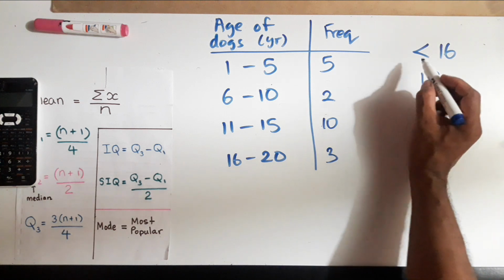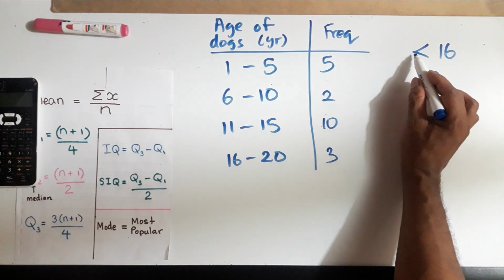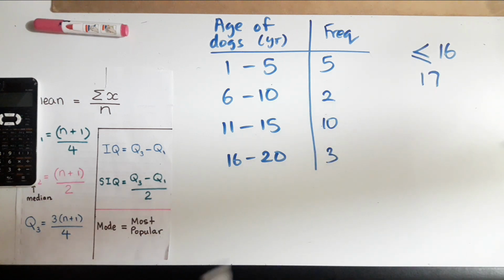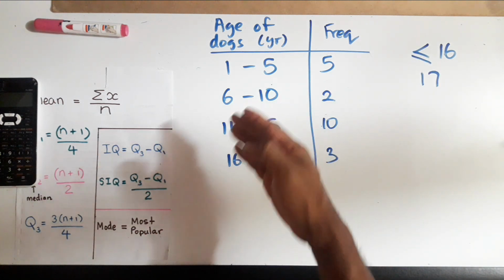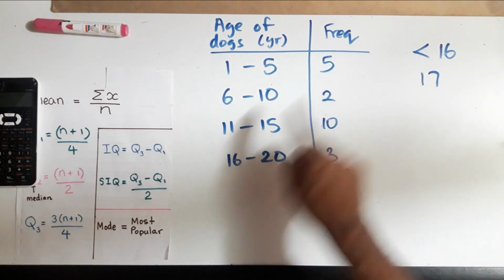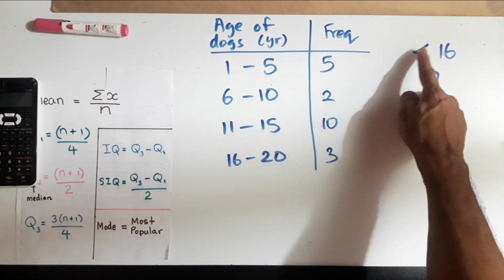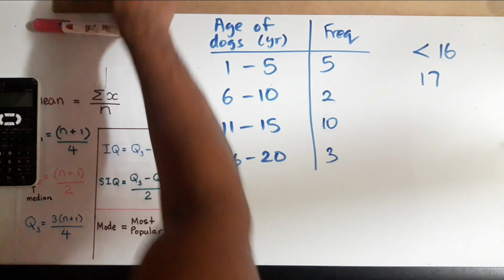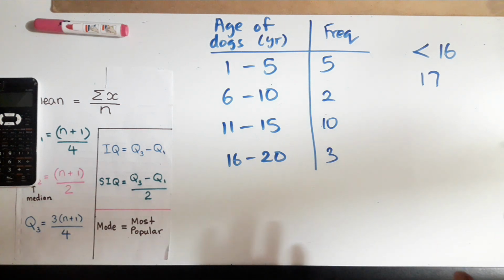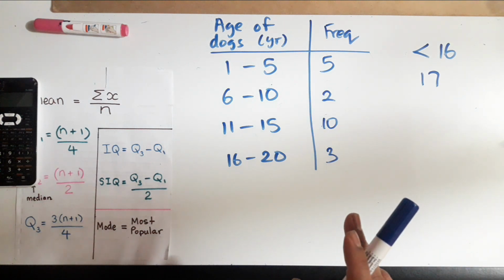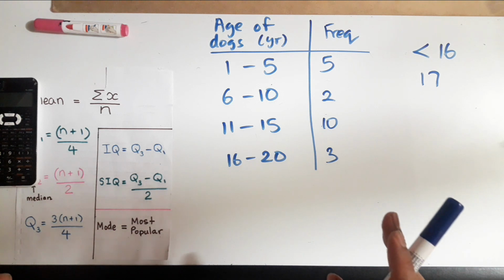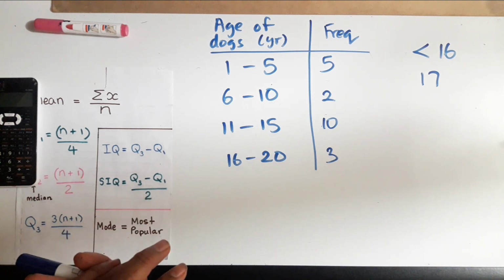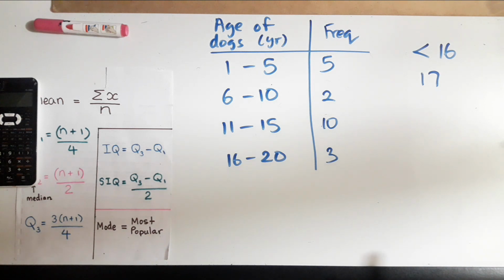To my knowledge, they won't ask you, and I don't believe they can ask you this question. You don't have enough information to answer less than or equal to 16 for this particular table. So when you see ranges like this, the most they will ask you is less than something, not less than or equal to something. All right, so I believe I covered all the different types of questions that could come on grouped data. So let's continue on with the adventures of Paichi.